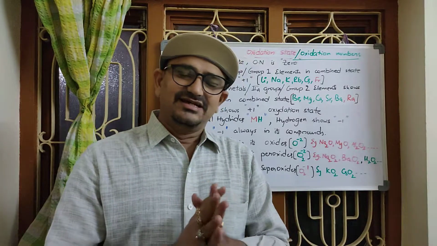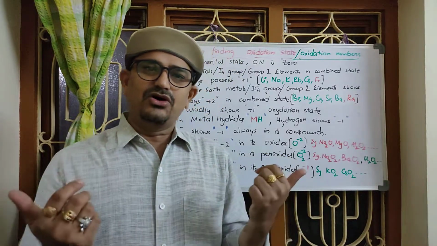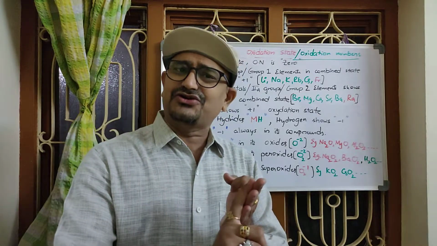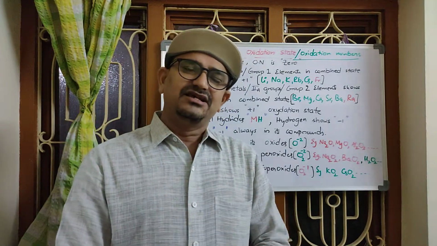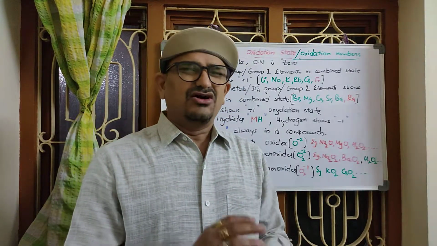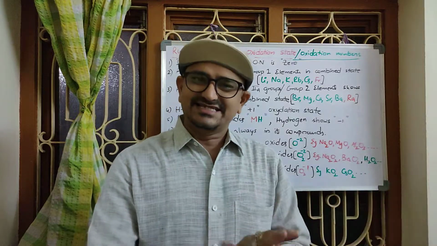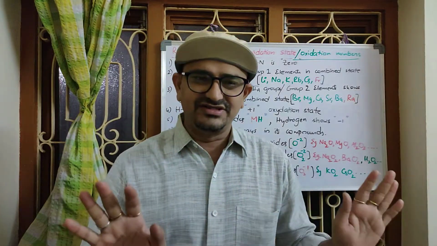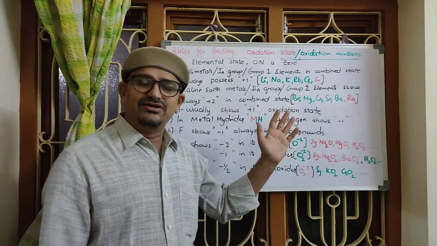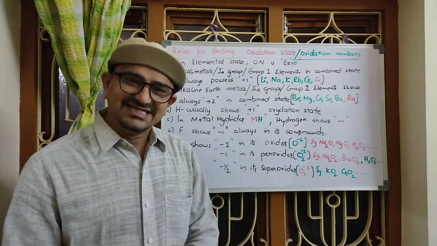That's the difference. In case the surrounding bonds are formed by gaining, losing, or sharing of electrons, then we use the word oxidation state. Often these two are considered the same. We need not get confused between these two. Now let us go through the rules for finding oxidation numbers or oxidation states.